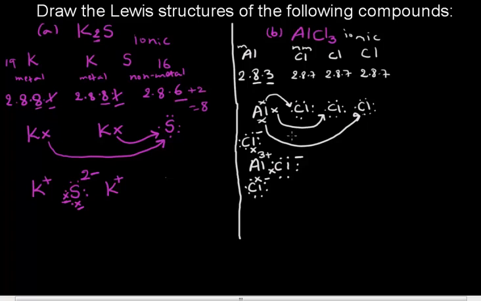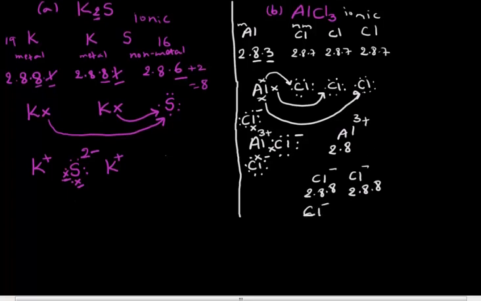Now as a result, since aluminum lost 3 valence electrons, now aluminum has an electronic configuration of 2 and 8, whereas a chloride ion, as a result, it gained 1, so it has now 2, 8, 8. This chloride ion also has 8 electrons in the valence shell, and the third chloride ion also has 8 electrons in the valence shell. Let me show that here.